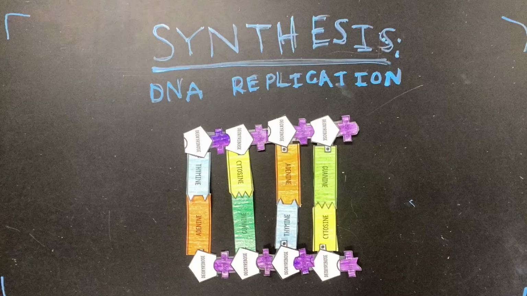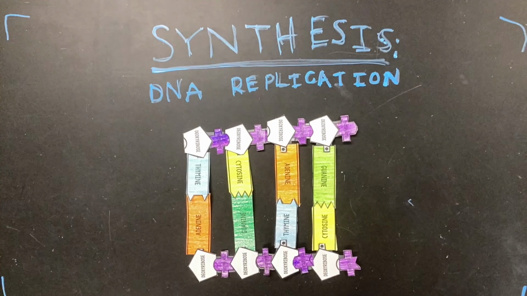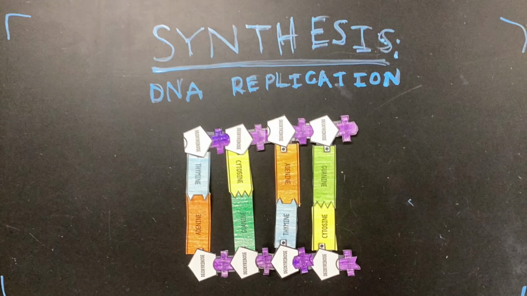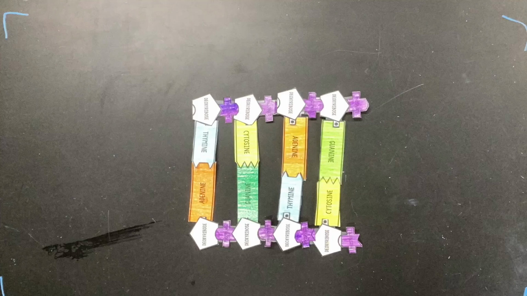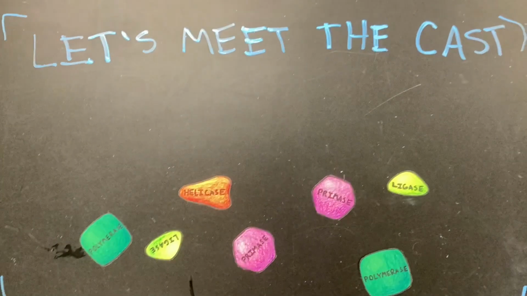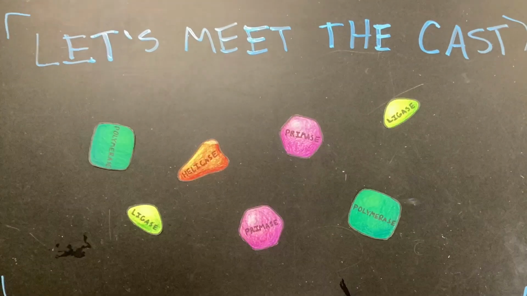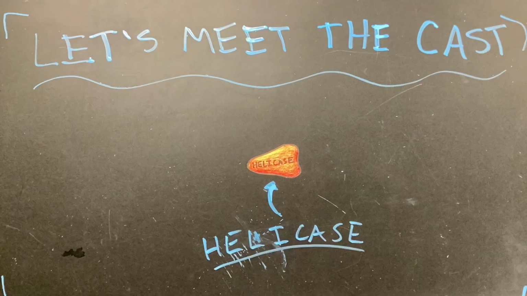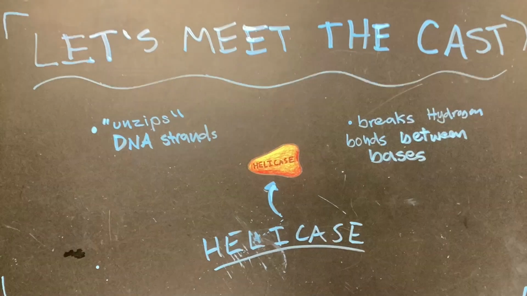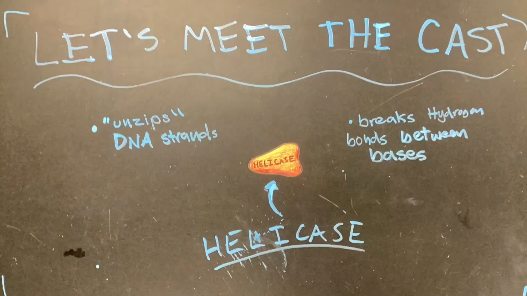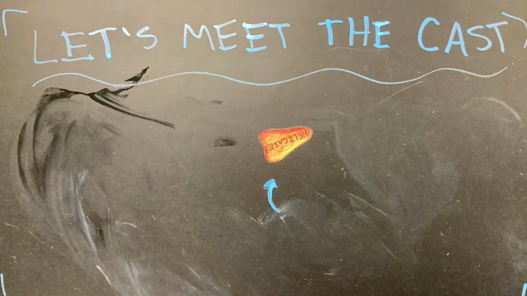Here is DNA, made up of nucleotides, which each include a phosphate group, a deoxyribose sugar, and a nitrogenous base. Now, let's meet the cast, or the important enzymes used in DNA replication. The first enzyme is helicase. Helicase unzips or separates the 2 strands of DNA by breaking the hydrogen bonds between their bases.